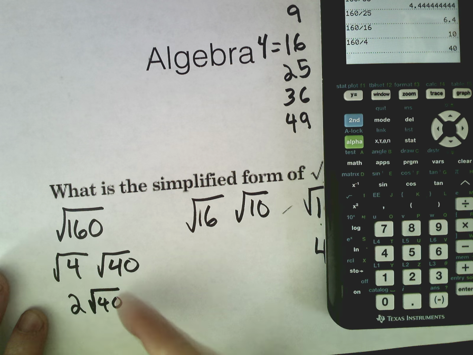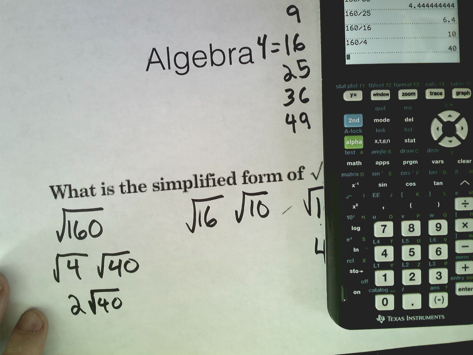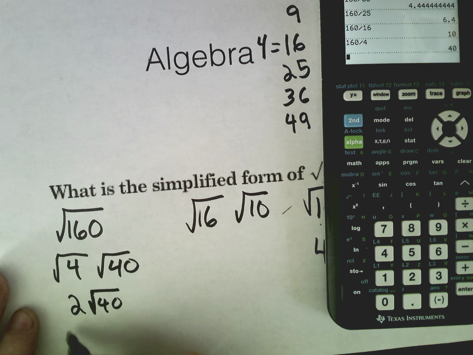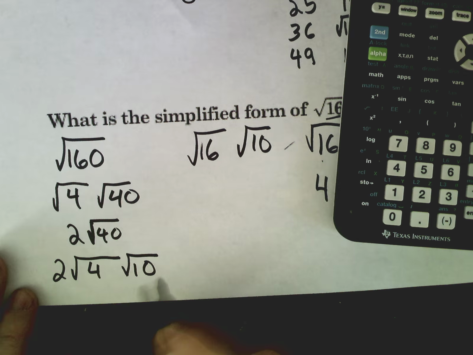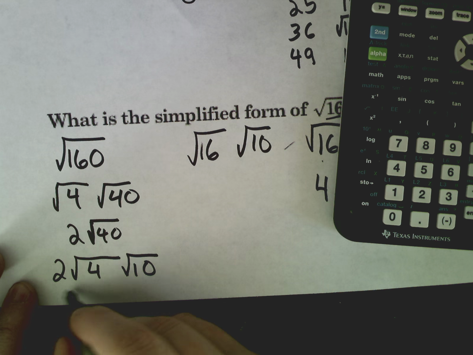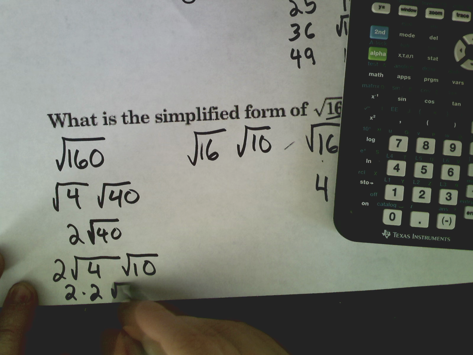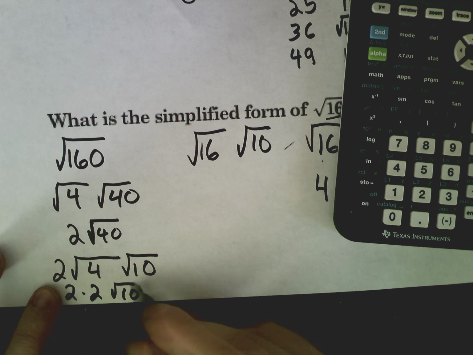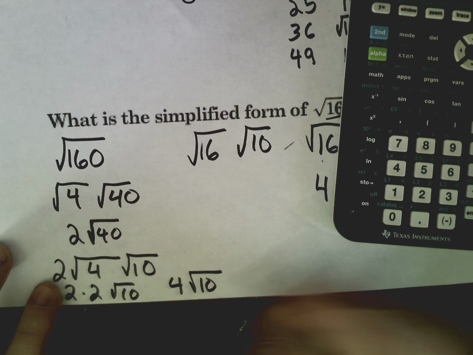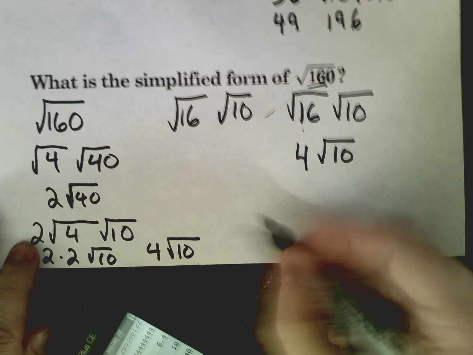But I could take that down more. So it's like, well, I could also do 40 is really 2 times this. 40 is just 4 times 10. Well, guess what? We got back to that 4 again. Square root of 4 is just 2. So I have 2 times square root of 10. And now if I figure this out, 2 times 2 is 4, and 4 square root of 10. Just like we did this way.